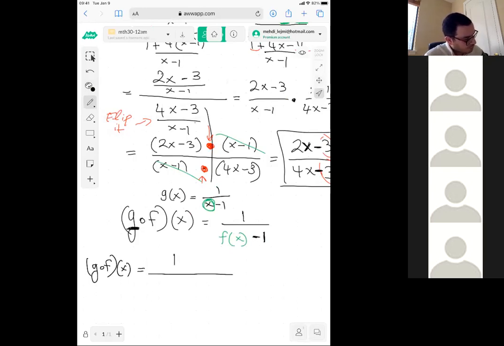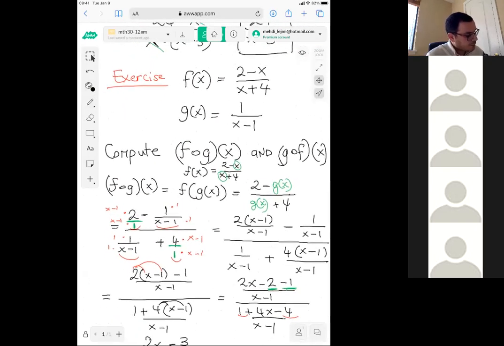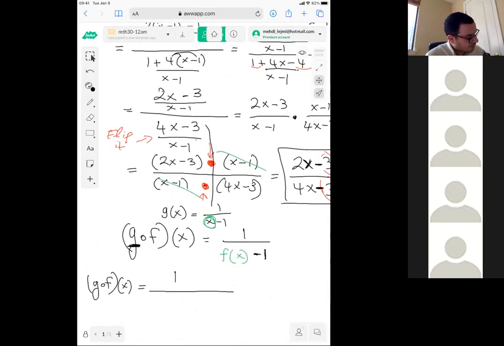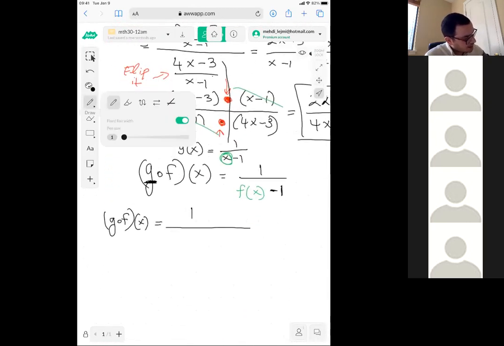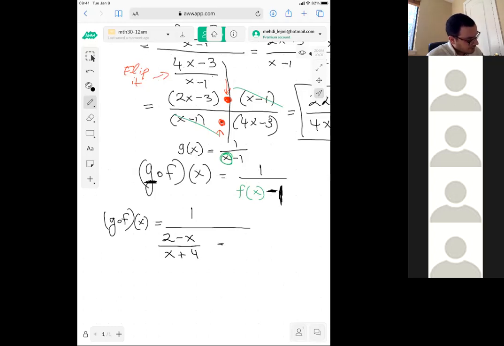What's f? f is 2 minus x over x plus 4. That's my f. And then there's this minus 1 here. Now, as I said, it's a good idea to make everything look like a fraction. I have 1 in the top, I can divide it by 1 here, and I can divide here by 1. Now everything looks like a fraction. Okay, now I'm good to go.